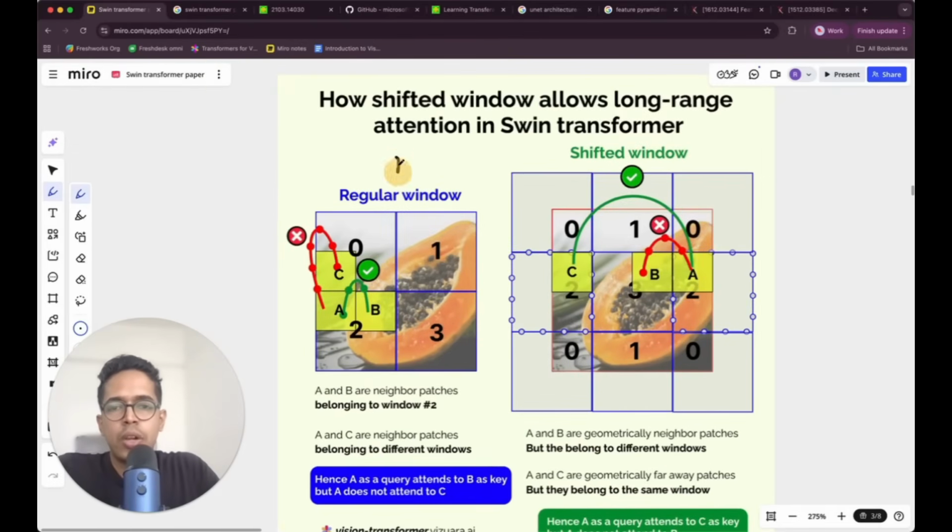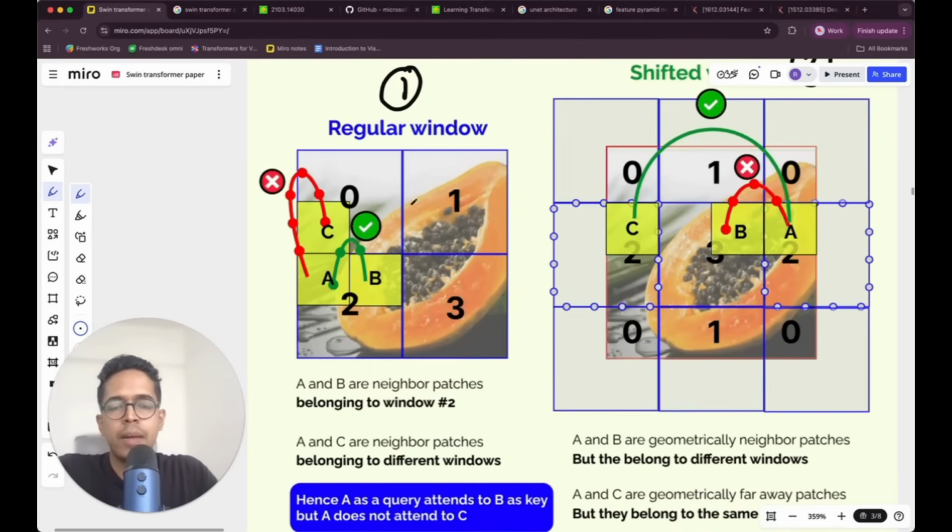So we have block number 1, which is regular window, block number 2, which is shifted window, right? In block number 1, what happens? What is this 0, 1, 2, 3? 0, 1, 2, 3 are windows. So tokens or patches inside window number 0 will not attend to tokens or patches in window number 1.